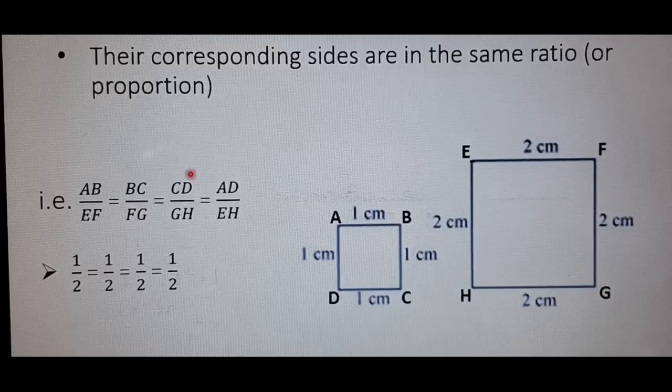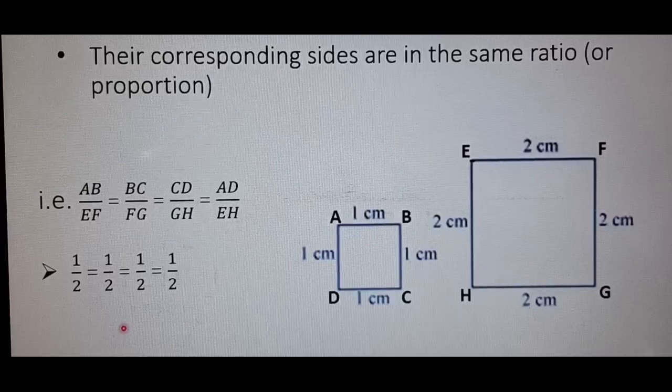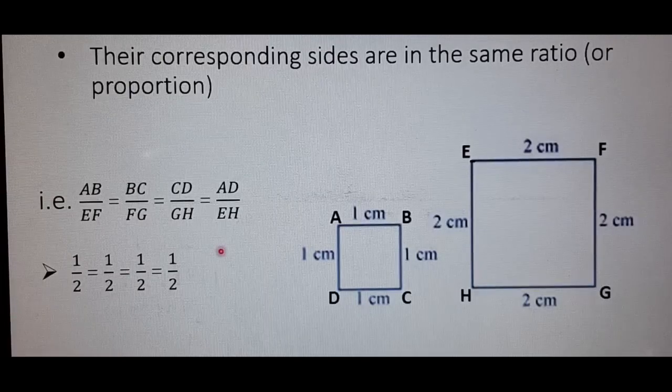So these were the two conditions for any two figures or any two polygons to be similar. First of all, their corresponding angles should be equal. And secondly, the corresponding sides should be in the same ratio. Both of the conditions have to be satisfied when we are checking similarity. Now let's take another example.